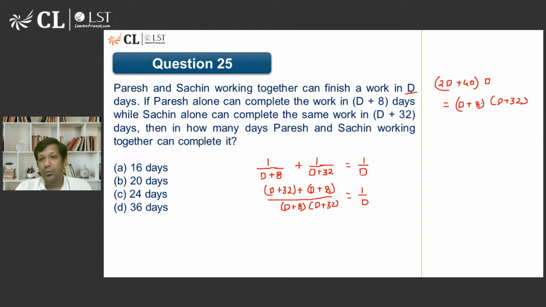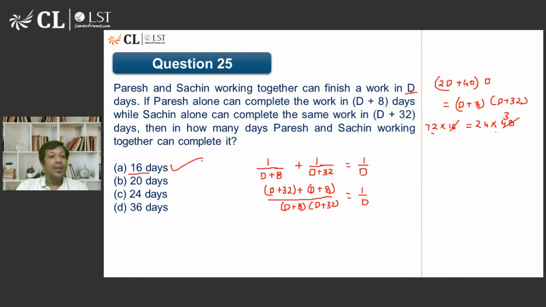What am I going to do? I don't know. So at this point of time, I'm going to take D as 16. Okay, so 32 plus 40, that's 72, into 16. And that's equal to 16 plus 8, that's 24, and 16 plus 32, that is 48. Now I need to check whether LHS is equal to RHS or not. So does it match? Yes, I got my answer.